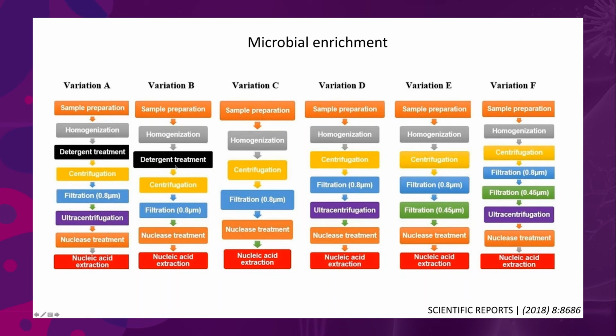Detergent treatment, again, introduces some biases towards certain types of viruses or types of microbes. Low-level centrifugation is something that, as you can see, is common. It's really important to bring down cell debris and intact cells, so we can use the supernatants to proceed with the isolation.